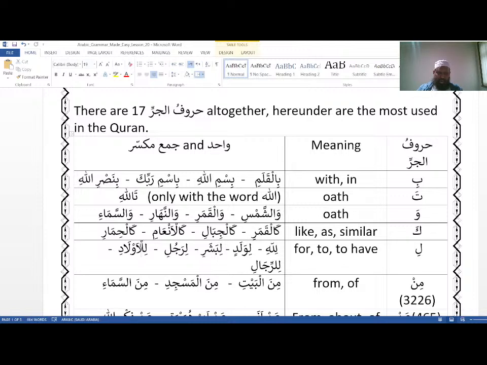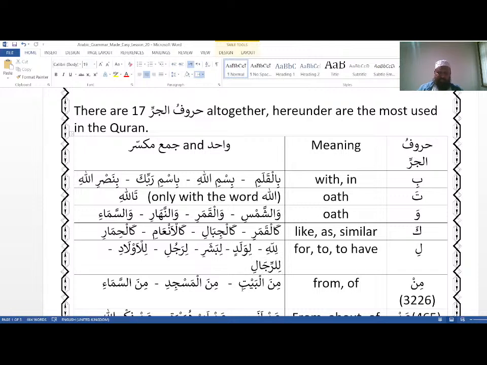To make awlad definite. Okay. Same thing here. للرجال. رجل جمع رجال. للرجال. Okay, these were the one letter حروف الجر. Two letter حروف الجر. من, from or of.